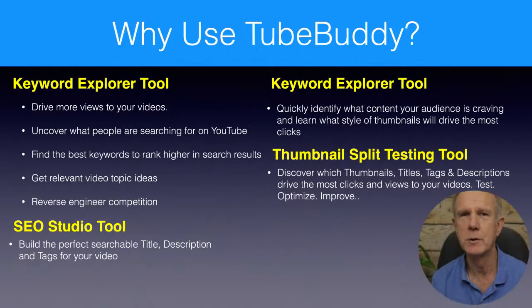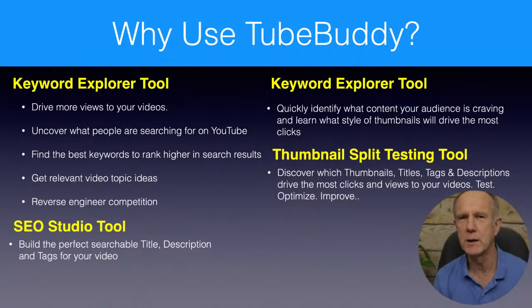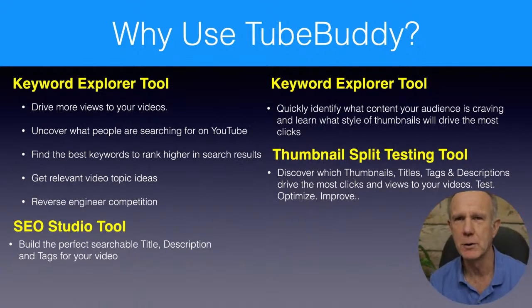Now, along with that tool, you've also got the SEO Studio tool, which helps you to quickly optimize your title, description, and tags for your videos. So you want to create a searchable title, an optimized description that contains the right keywords, and then also have relevant tags.